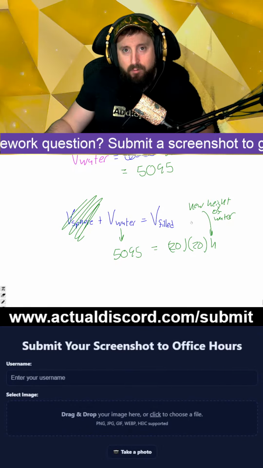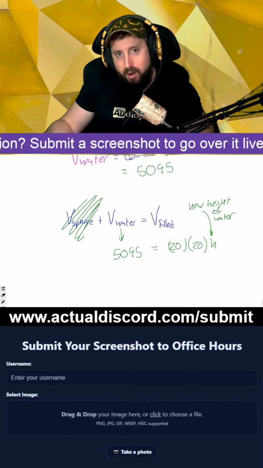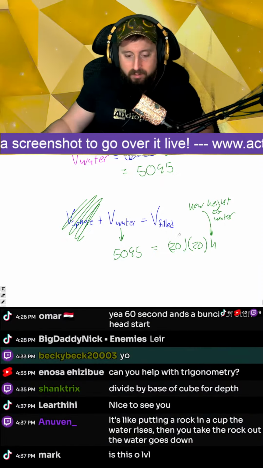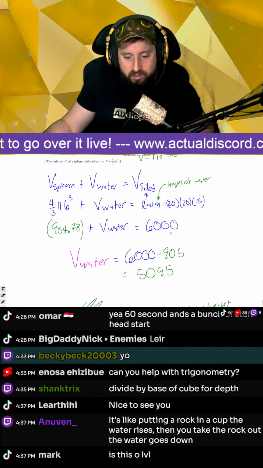Newman says it's like putting a rock in a cup. The water rises and then you take the rock out and the water goes down. Correct.